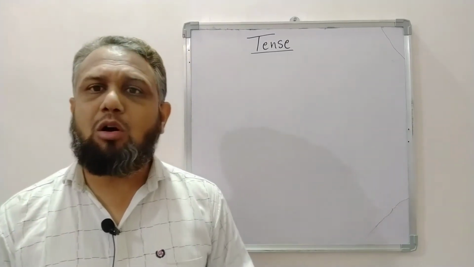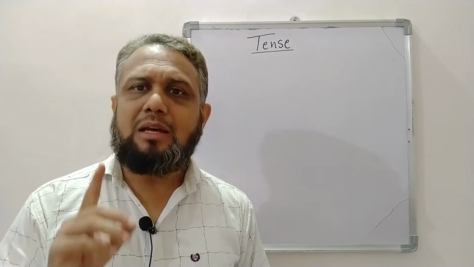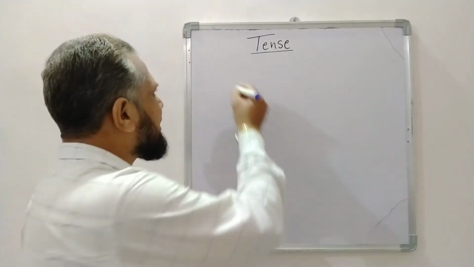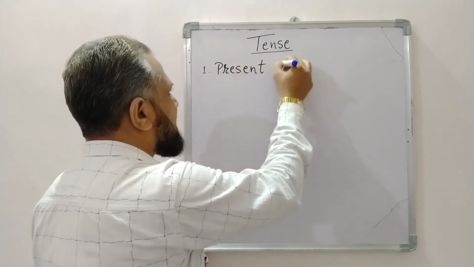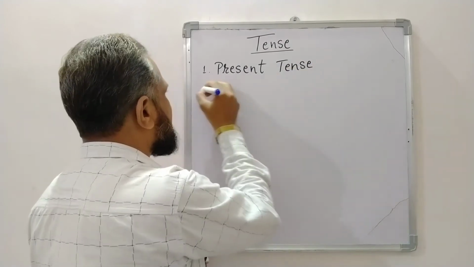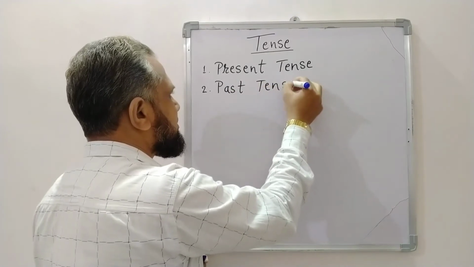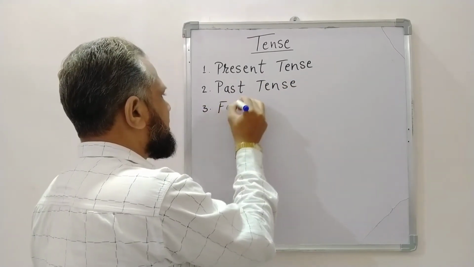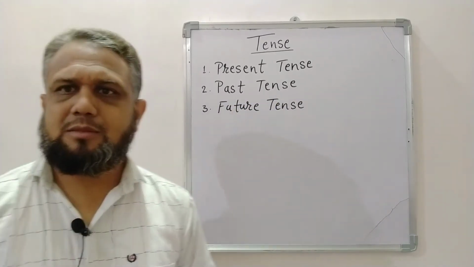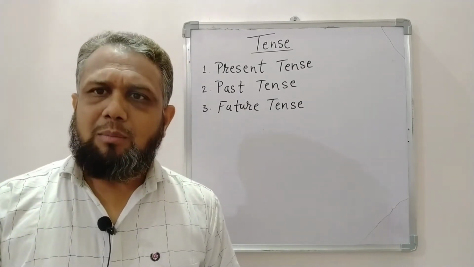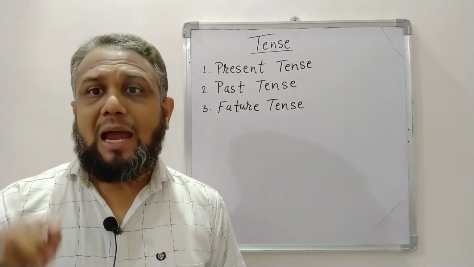So friends, as we all know that there are main 3 types of tense, and they are present tense, past tense and future tense. So all of you might have known that there are main 3 types of tense, and each one of these 3 tense has 4 subtypes.